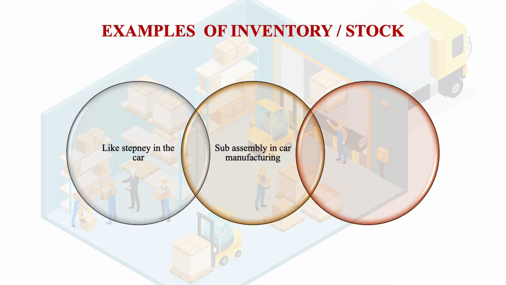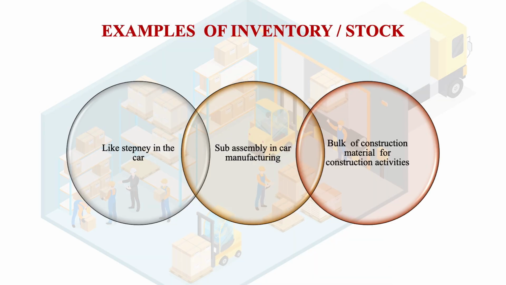Or if you see the car manufacturing assembly line, the sub-assemblies like steerings and gears that are to be fitted in the car, those are sub-assemblies, those are stocks. The bulk of construction material for construction activities, like sand and cement, these are also stock items.